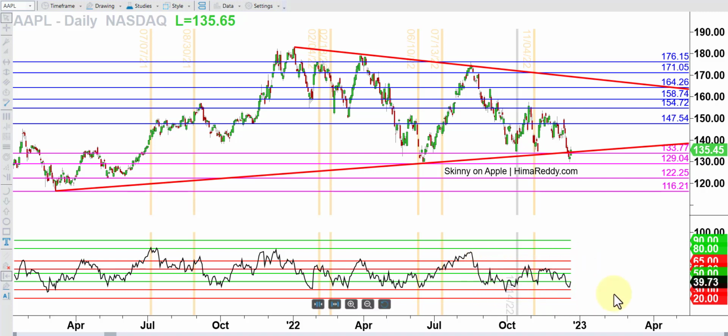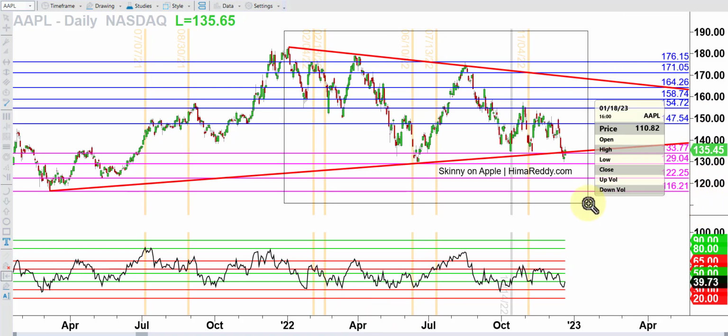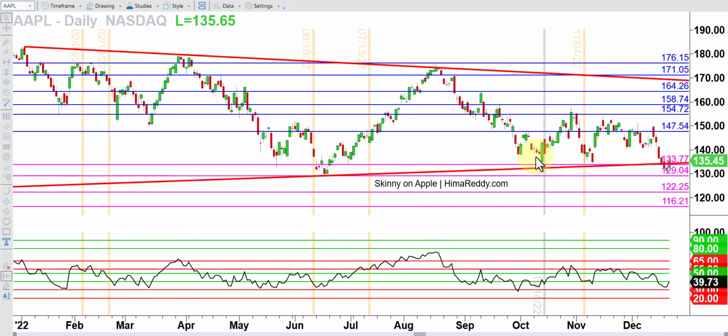All right, so now let's zoom out. So I'm going to use this cool tool on TradeStation here where you can just grab it and then you can zoom into the section of action that you want to focus in on. And there we have it.